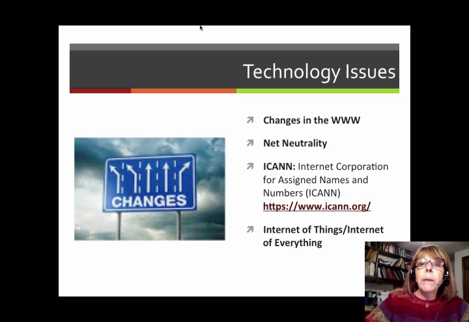The technology brings many changes, and as I said, for the past 20 years the internet has been there, the World Wide Web, but there are changes coming. There are people talking about whether to have net neutrality or not. The Internet Corporation for Assigned Names and Numbers made some changes in domain names several years ago, and they're also undergoing some more changes. And the Internet of Things, or the Internet of Everything, is also making changes in the way technology works with us and for us.